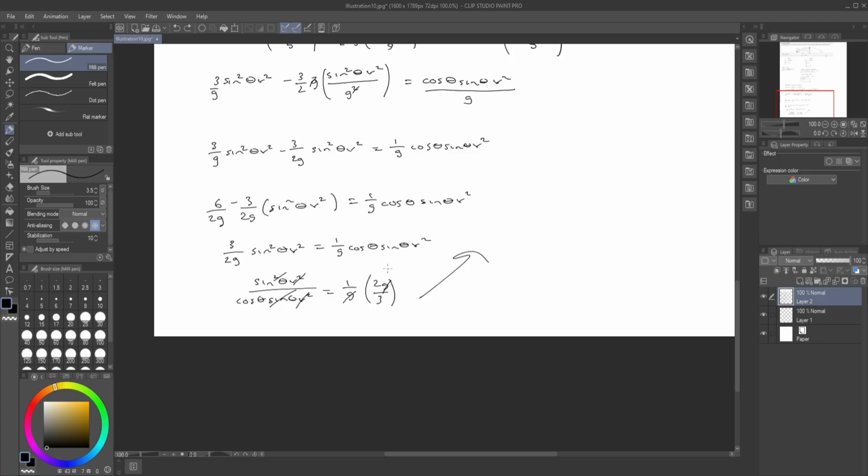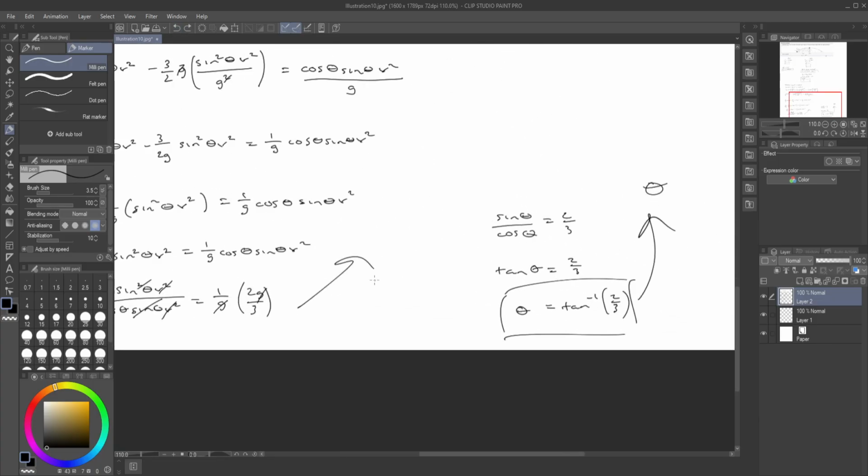Cross multiplying on the right, you get 1 over g divided by 3 over 2g, which is the same as saying 1 over g times 2g over 3. You take the reciprocal. This gives you this. Sine theta over cos theta is equal to 2 over 3. A very simple trig identity is that this is equal to tan theta.